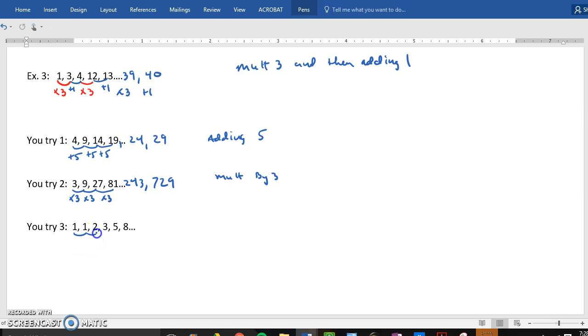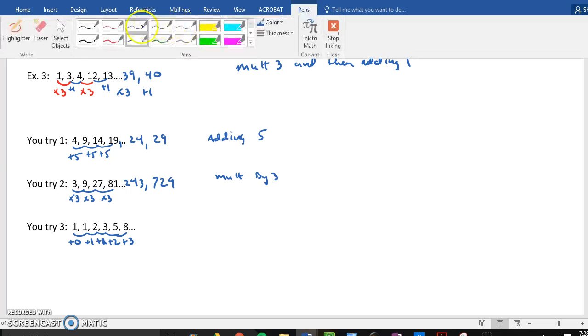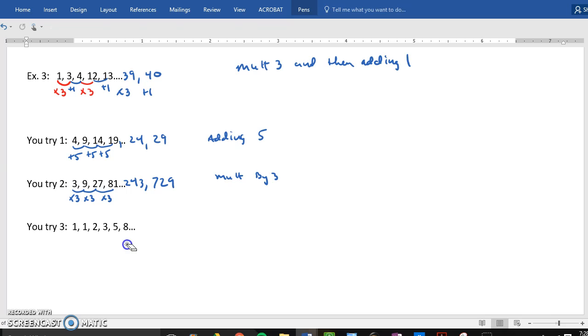Okay. Well, what you should notice is here you went up 0, here you went up 1, here you went up 1, here you went up 2, here you went up 3, right? So you're seeing some addition. So what are we doing here? Is there really a pattern with that, right? No. Okay.